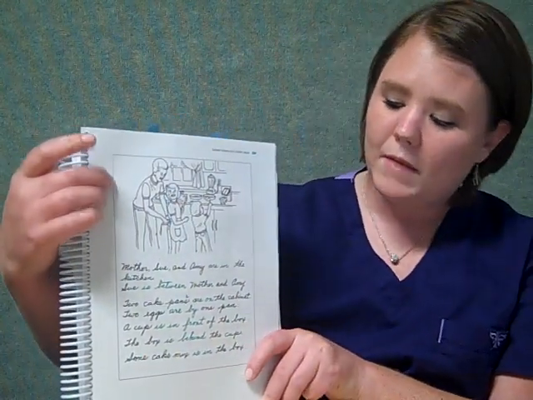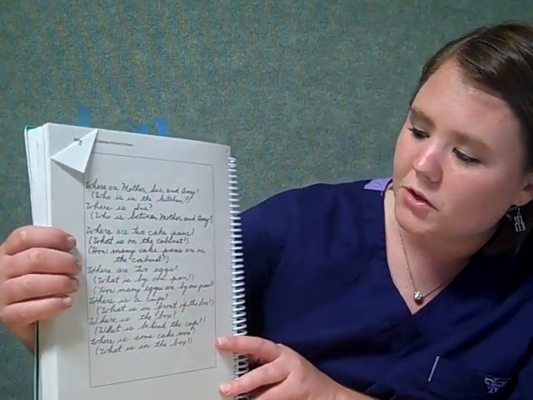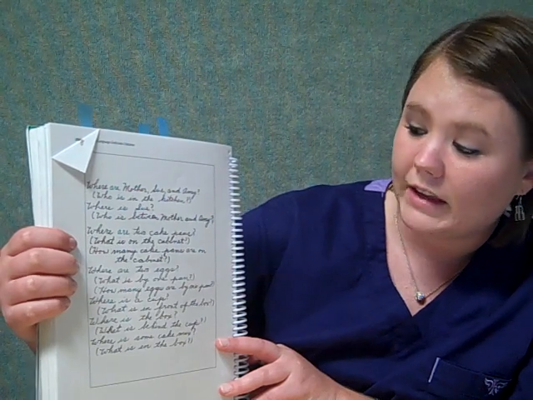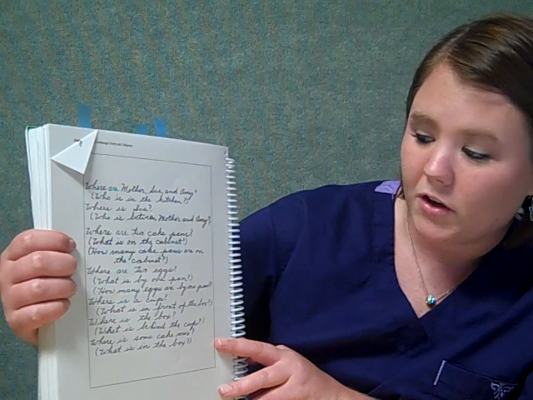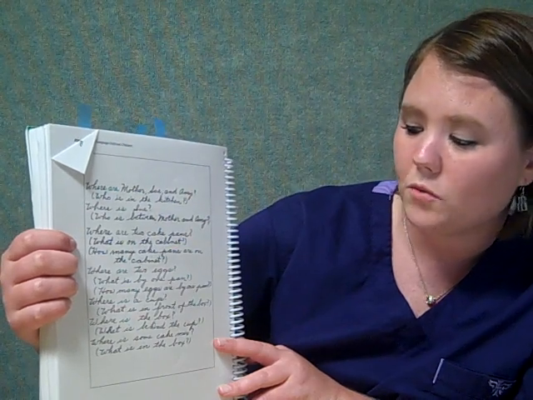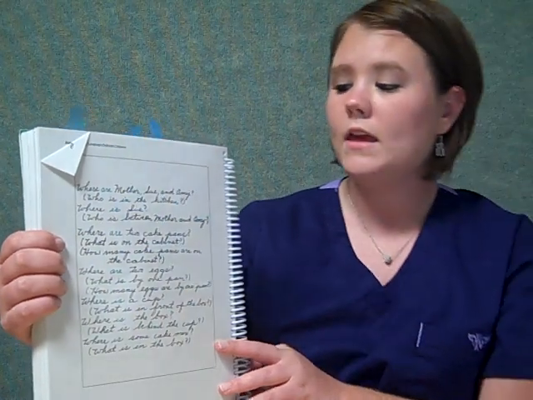Once they have mastered all of these, they will add questions. And here are the questions. Where are Mother, Sue and Amy? Or who is in the kitchen? Where is Sue? Or who is between Mother and Amy? Where are two cake pans? Or what is on the cabinet? So those are just different examples of questions that you can ask for preposition roundup stories.